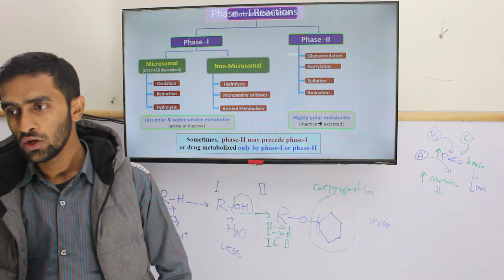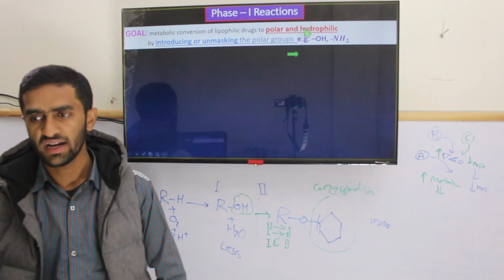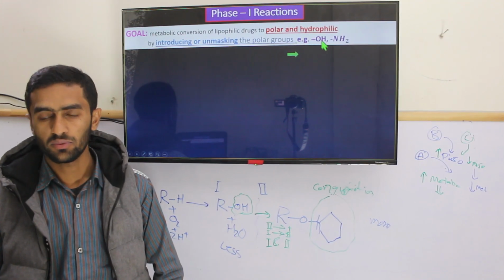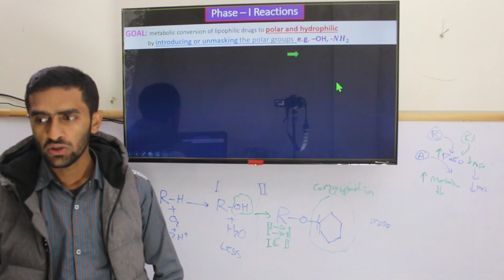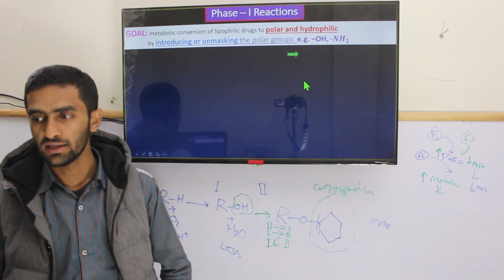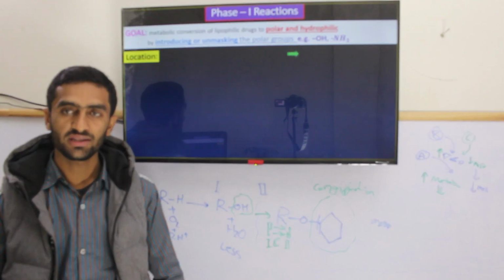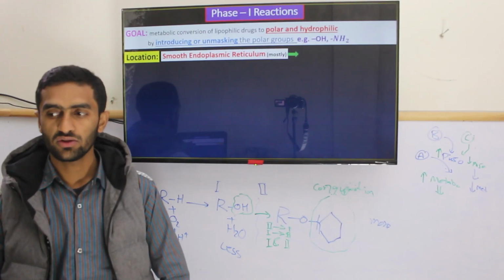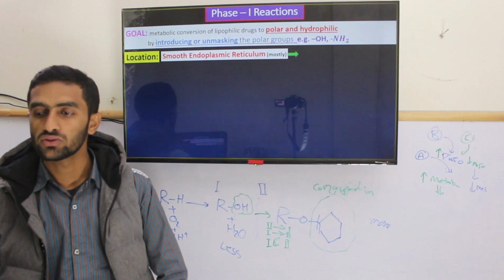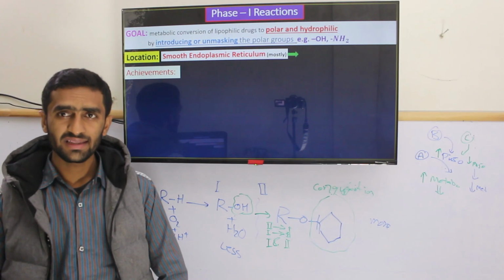Now let's look at phase 1. Our goal is to make the drug polar and hydrophilic by introducing or unmasking a smaller polar group, for example OH or NH2. Right here, I have introduced the hydroxyl group. What is the location? Location is important. For phase 1, the location is mostly the smooth endoplasmic reticulum, but for phase 2, the location is the cytosol.